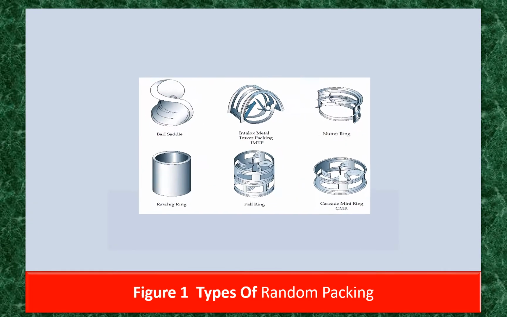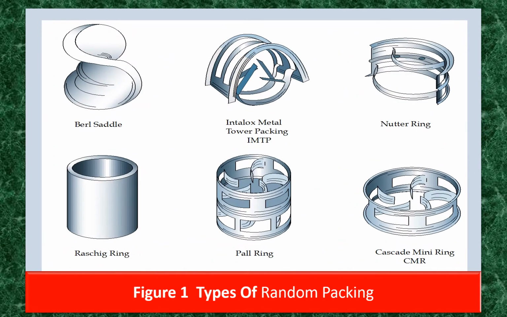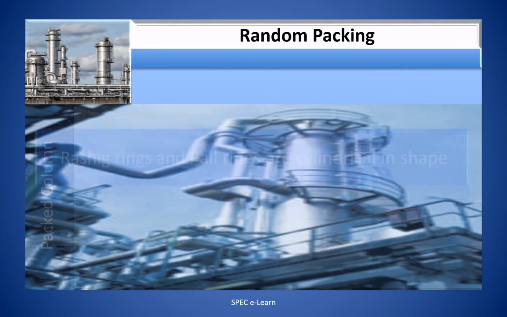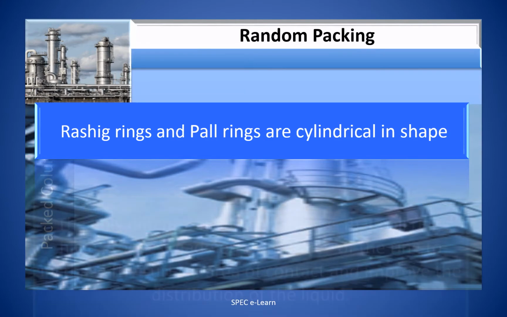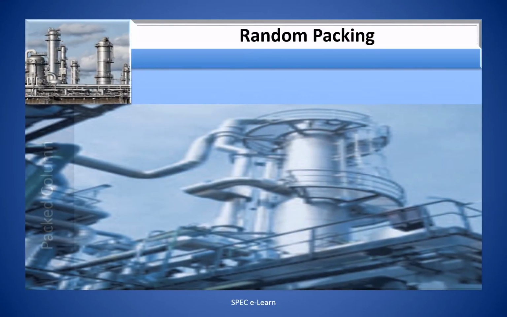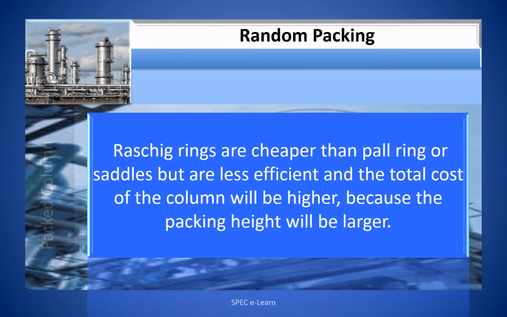This figure illustrates some of the most widely used random packings in the industry. Observe the changes in shape of packing. Ring type shape is strikingly different from saddle type. Raschig rings and Pall rings are cylindrical in shape. The only difference between them is that the Pall rings have grooves made on the surface of the ring to increase the surface area of contact and improve the distribution of the liquid. Raschig rings are cheaper than Pall rings or saddles but are less efficient, and the total cost of the column will be higher.